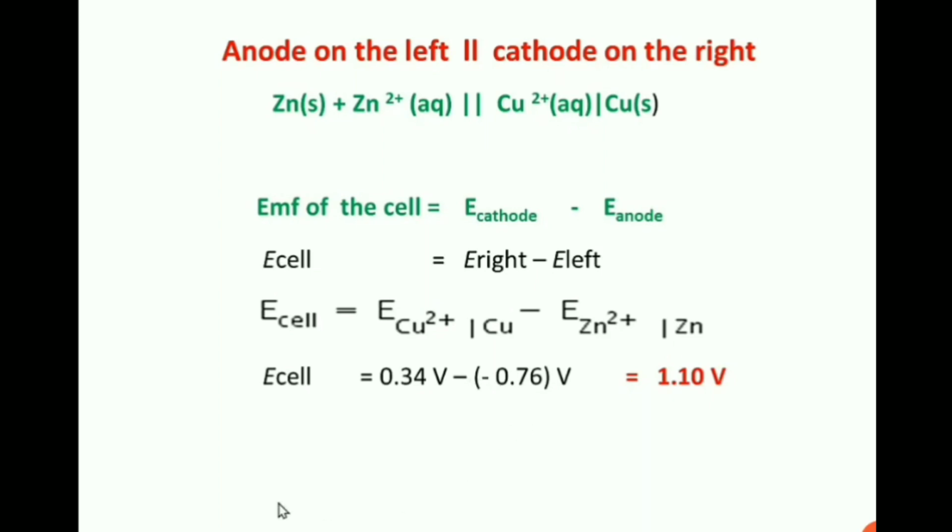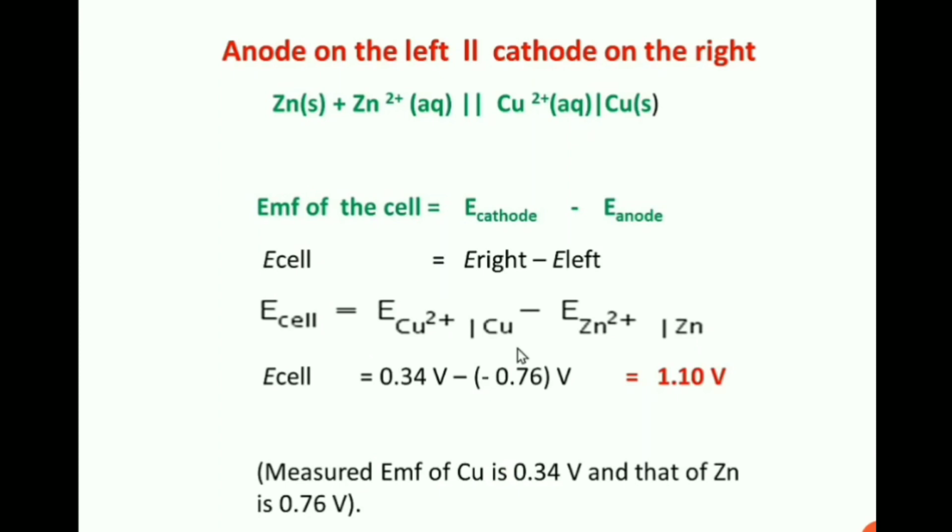Now you may have a doubt. From where do we get these half cell potential values? Previously I told you the half cell potential cannot be measured directly. But here we have the half cell potential values of the Daniell cell. How did we measure the half cell potential values?